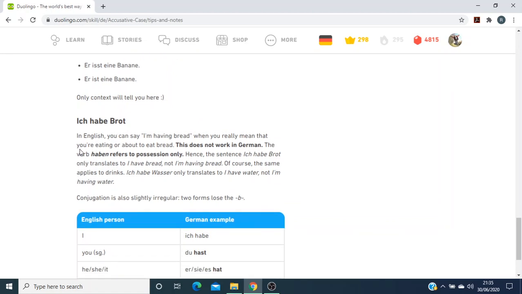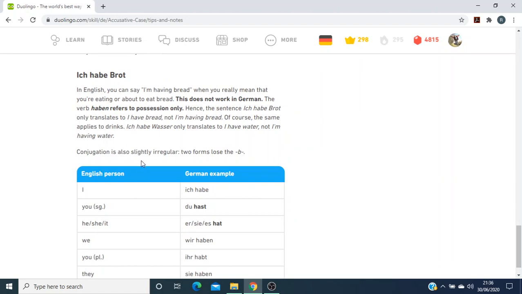Now, ich habe Brot. In English, you can say I'm having bread when you really mean that you're eating or about to eat bread. This does not work in German. The verb haben refers only to possession. So the sentence Ich habe Brot only translates to I have bread, not I'm having bread. Of course, the same applies to drinks. Ich habe Wasser only translates to I have water, not I'm having water. So it's just saying you have bread like you own a loaf of bread. If you're having bread to eat, then you just say ich esse Brot.